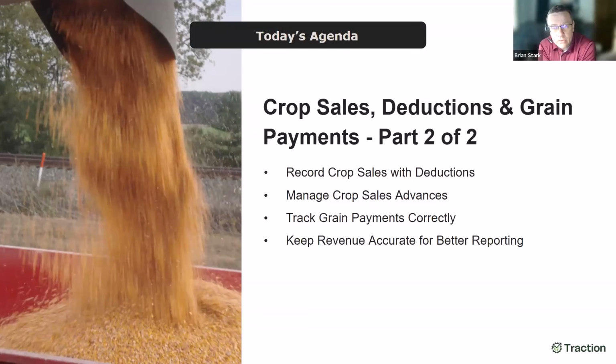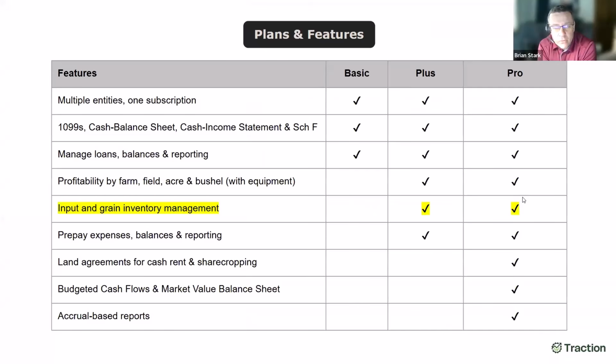And so this week we'll be covering how to enter crop sales with deductions, or maybe without deductions. Maybe you just want to enter a quick harvest crop sale into Traction. Also, crop sales advances. Also discuss grain payments and how to see all these things in various different reports within Traction. Most of the stuff that we covered today will be in Plus or Pro.